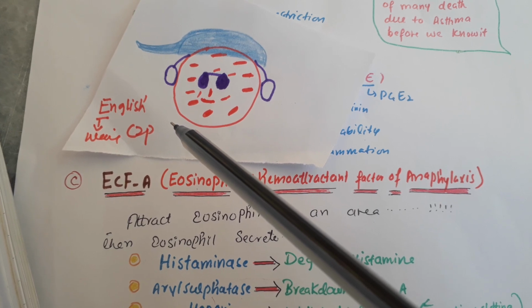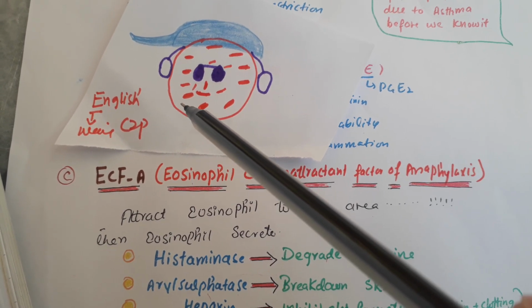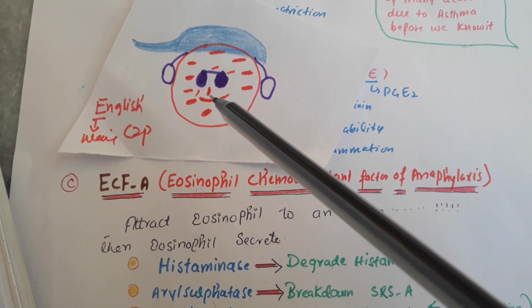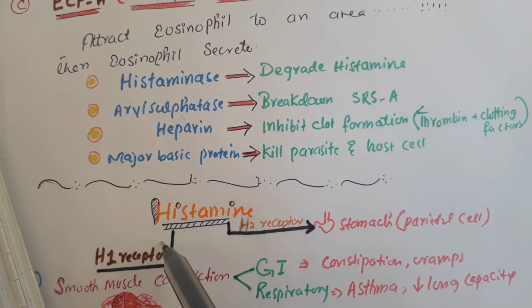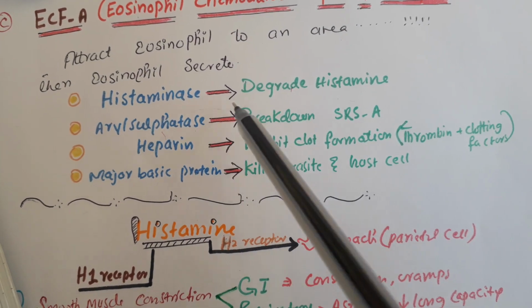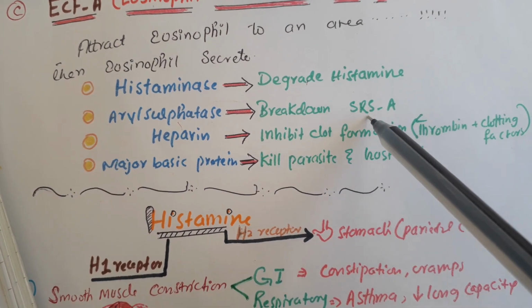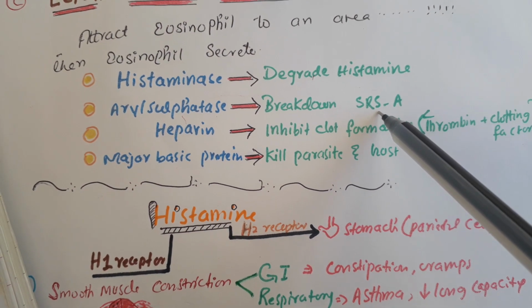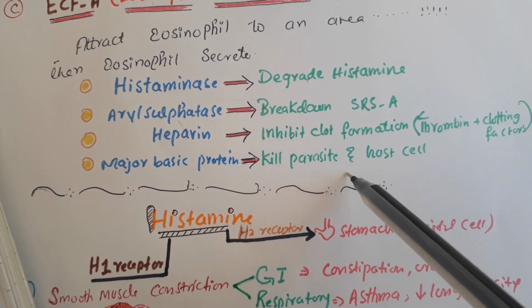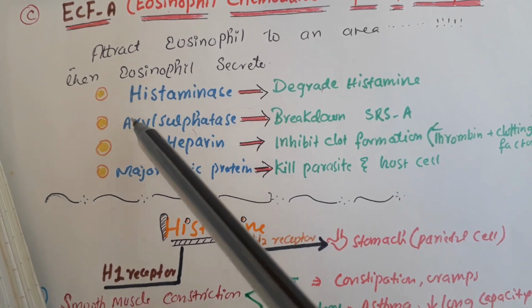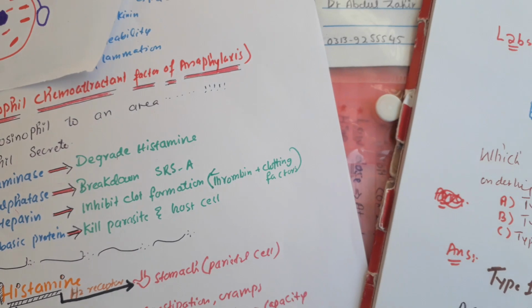A is for allergy, Addison disease, and allergic rhinitis. N is for neoplasm. C is for collagen vascular disease. A is for asthma, and P is for parasite. Now eosinophil is going to secrete histaminase, which will degrade histamine, and aryl sulfatase, which will break down SRSA. SRSA are actually leukotrienes and prostaglandins. Heparin will inhibit clot formation, and major basic protein will kill the parasites and host cells. So these are the secretions of eosinophil, which are very important.